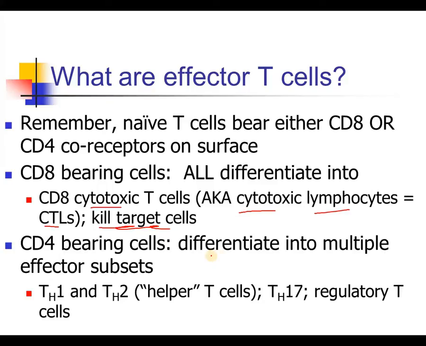The CD4 bearing cells differentiate into multiple effector cell subsets. This would include Th1 or T helper subset 1, Th2 cells, T helper subset 2, there are Th17 cells, there are regulatory T cells. All of these have CD4 on their cell surface, but they have different functions, which we'll talk about in greater detail later on.